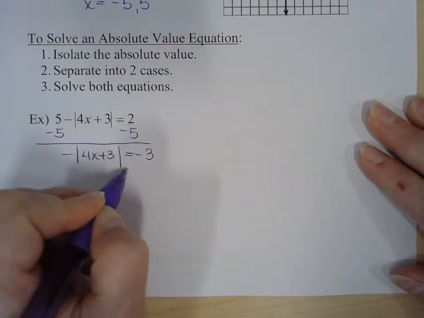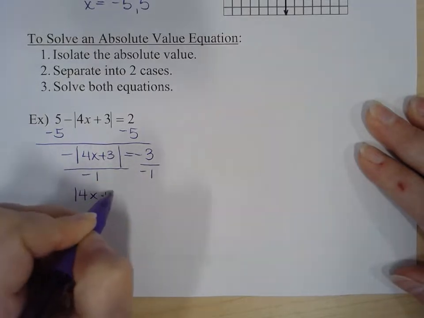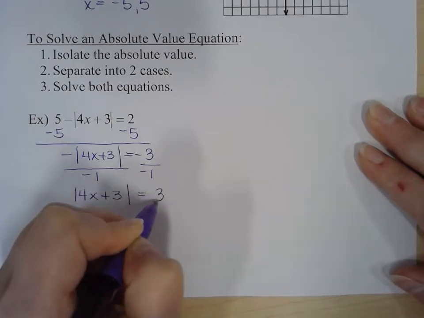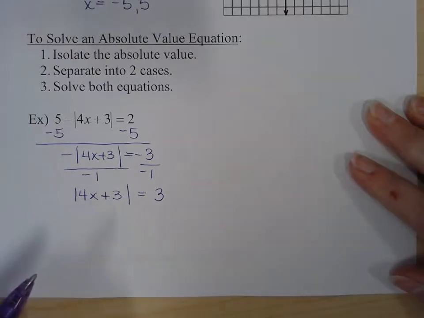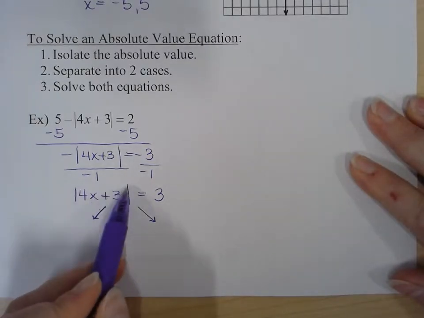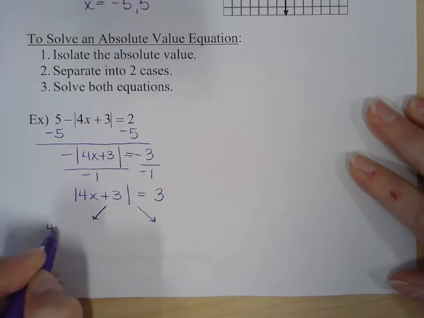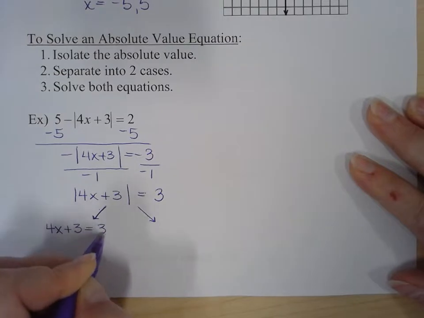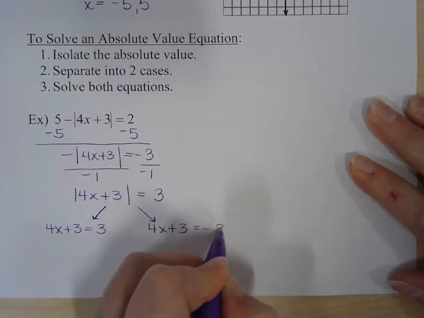And then I'm going to divide. This is really like a -1. Okay, and then I can separate this into 2 cases. So what's inside here, just like the x that we were looking at above, could be equal to 3, or what's inside here could be equal to -3, because the absolute value of -3 is also 3. So 4x plus 3 would be 3 itself, or 4x plus 3 would be negative 3.